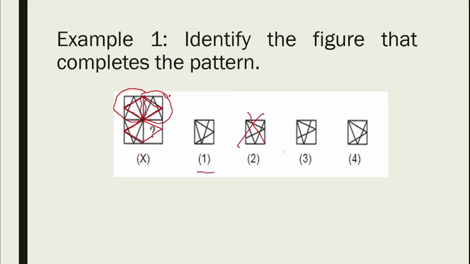Okay, so let us take the third one. Could we eliminate the third one? Yes, because if we look again here, it seems that this is halfway to this figure. So we have to eliminate this part. The remaining choices here are 1 and 2. So we have to be observant and keen about the figure.